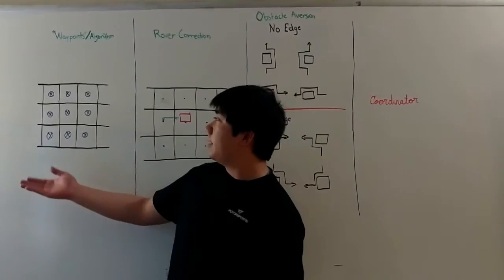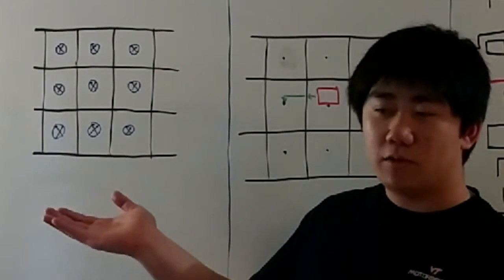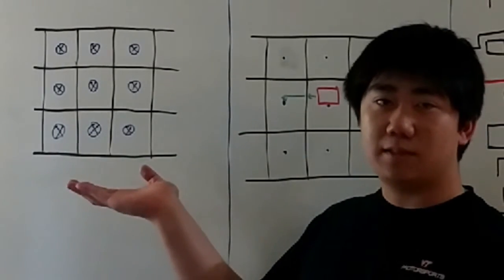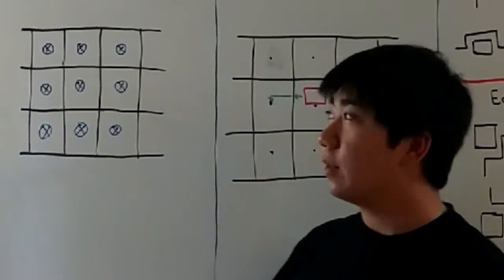So in this diagram, you can see that the ideal locations that I consider are the center of the grid points or the grid spaces in this arena.